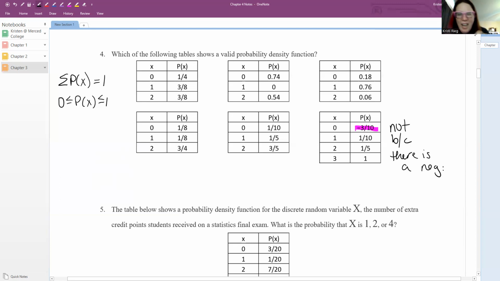I don't care what they add up to. They could add up to 1 for all I care. Both things have to be true. So if I notice that one of them is not true, I don't even have to check the other one. It's automatically not true.